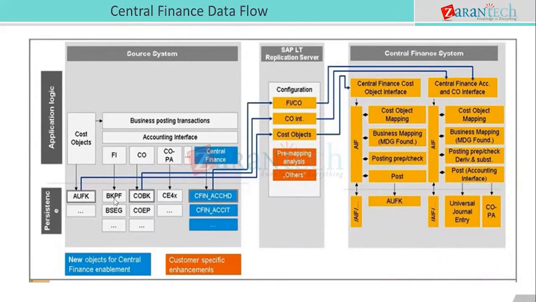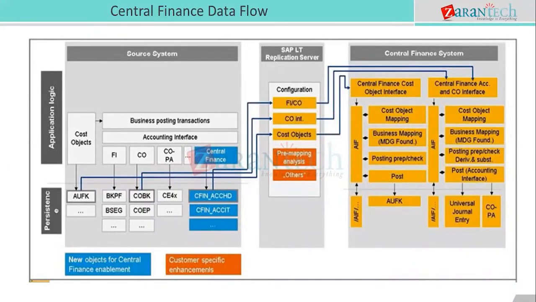If I take the data from the BKPF and BSIG, I don't have this kind of monitoring in my central finance system. One more thing, Mahesh, this is important. If you go back and look at S4HANA versus ECC, open item reports have been eliminated. If you go to the IMG, in S4HANA the open item reports have been eliminated.